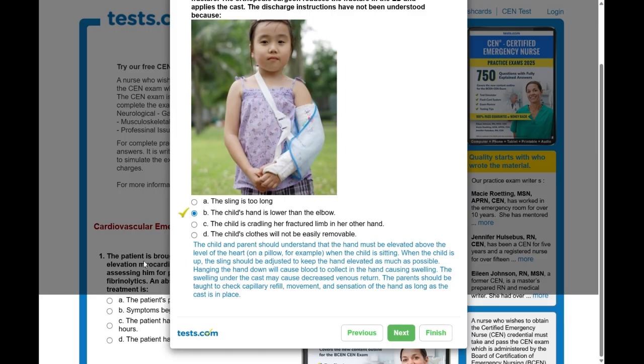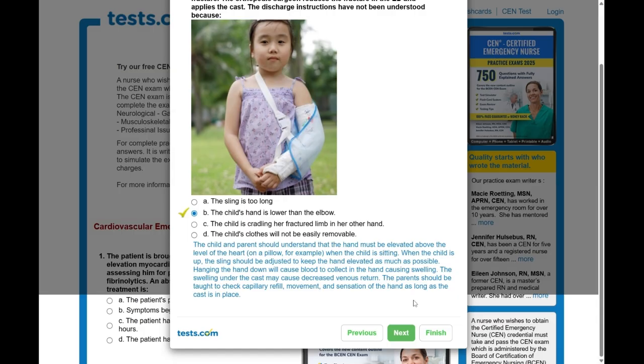B. The child's hand is lower than the elbow. The child and parent should understand that the hand must be elevated above the level of the heart, on a pillow for example, when the child is sitting. When the child is up, the sling should be adjusted to keep the hand elevated as much as possible. Hanging the hand down will cause blood to collect in the hand, causing swelling. The swelling under the cast may decrease venous return. The parent should be taught to check capillary refill, movement, and sensation of the hand as long as the cast is in place.